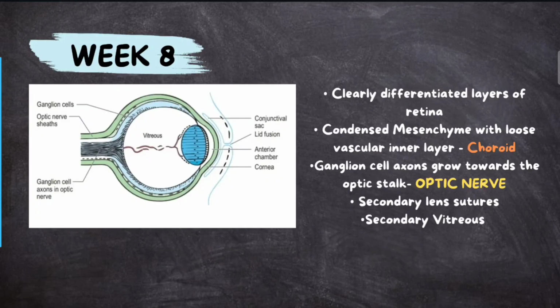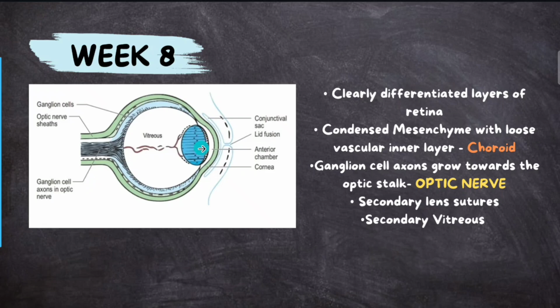So now by week 8, we can see a lot of structures have developed. So firstly, we can see that this green part, which was the mesenchyme, has now developed into sclera. And then the inner portion, which was loose and vascular, has formed the choroid. The optic vesicle, which had folded upon itself to form a double layered structure, is now differentiated into retinal layers. Thirdly, the ganglion cell axons grow towards the optic stalk. Now you can see these black lines. These are the ganglion cell axons, which are moving towards the optic stalk. This in future forms the optic nerve.